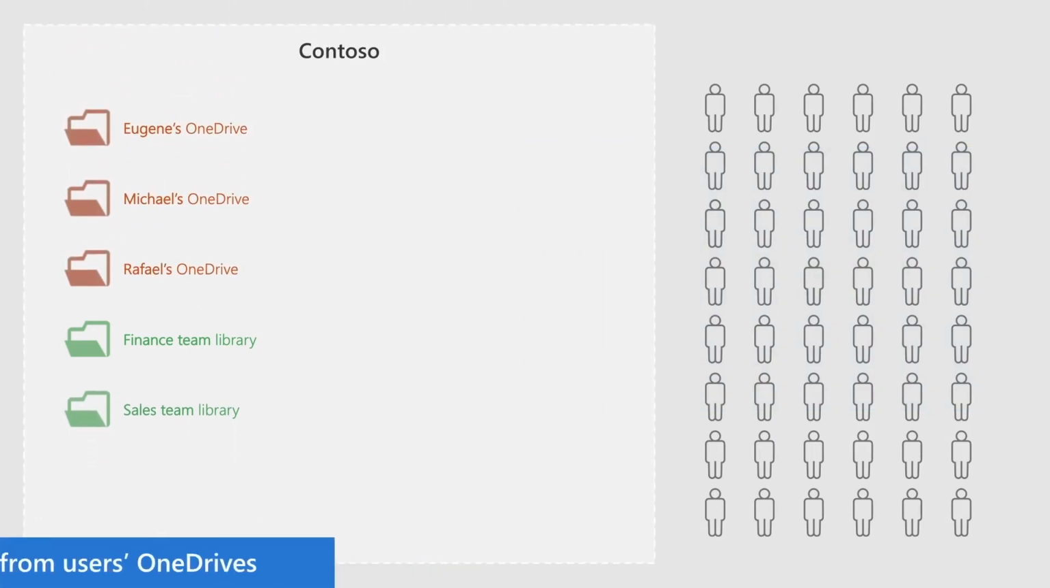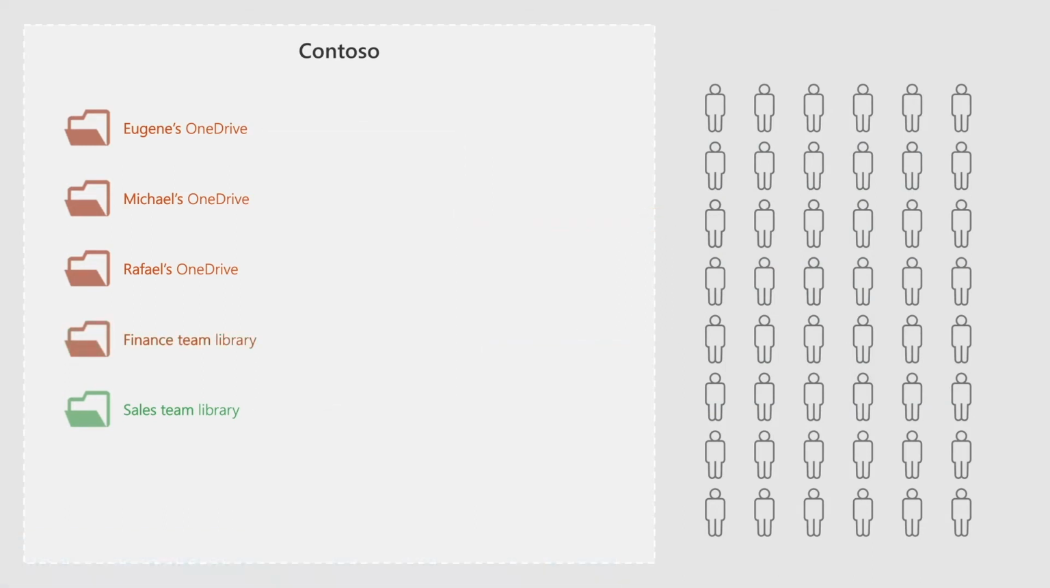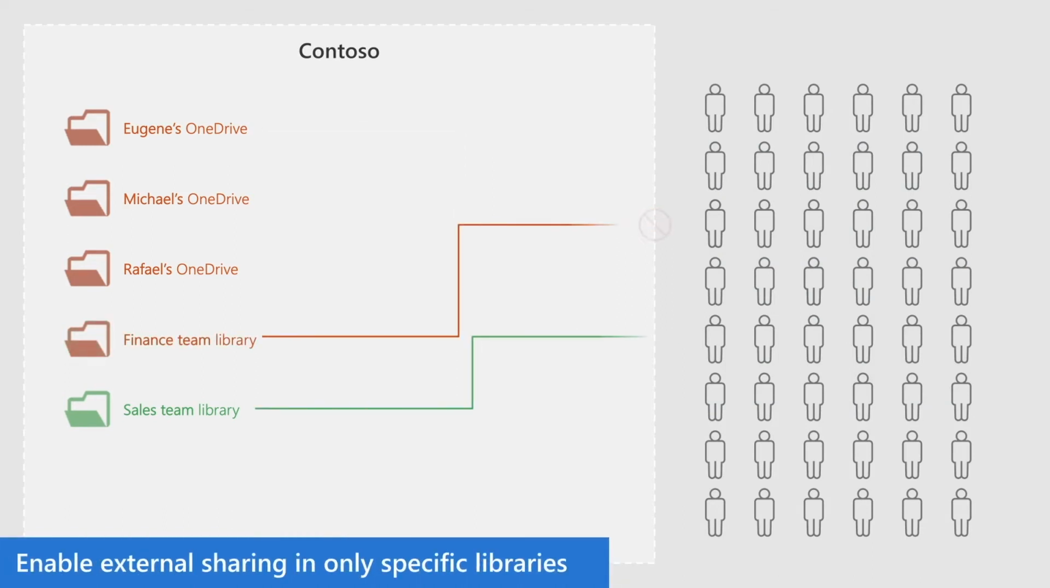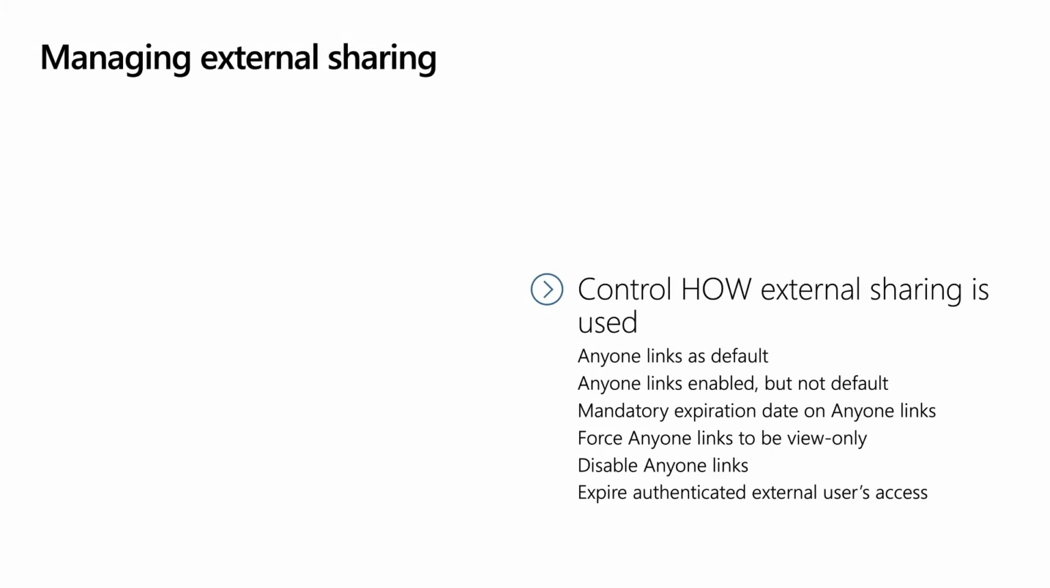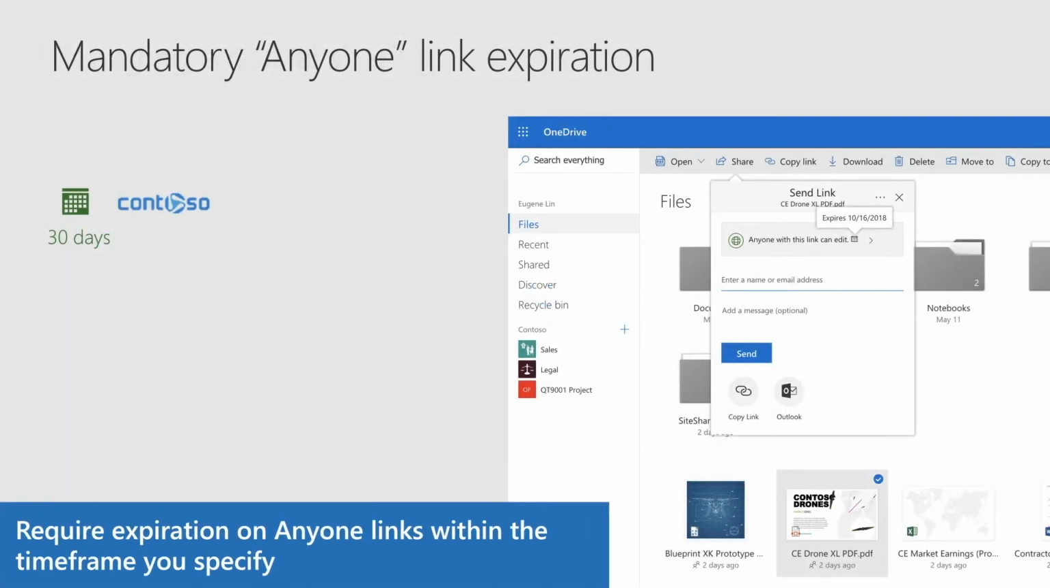Now, you can also block external sharing from OneDrives and allow external sharing from SharePoint libraries. And of course, you can block external sharing on an individual library basis as well. So if you want to set up specific SharePoint shared libraries to allow external sharing, you can do that. Now, let's talk about how you can control how external sharing is used. Now, the first policy I want to talk about is our mandatory anyone link expiration policy.